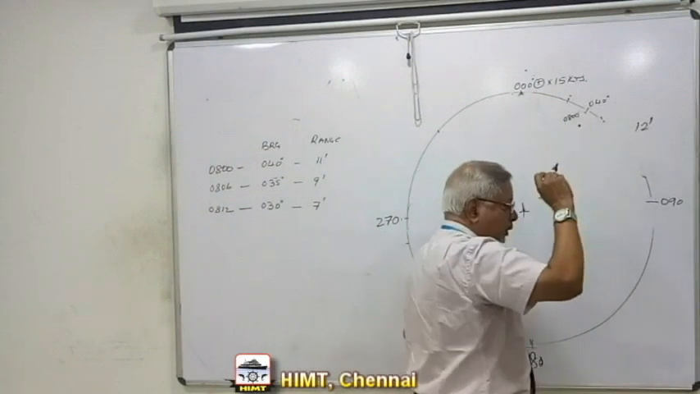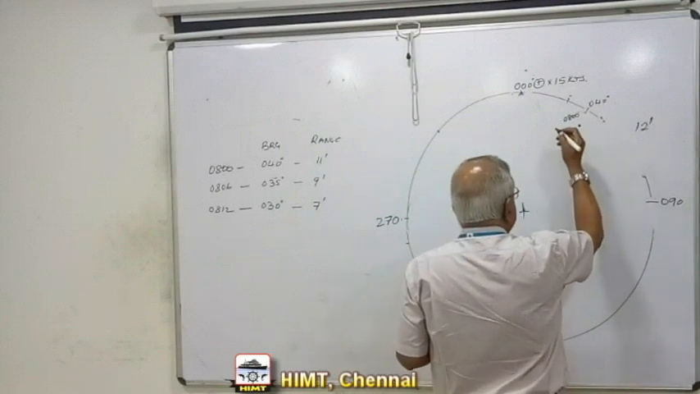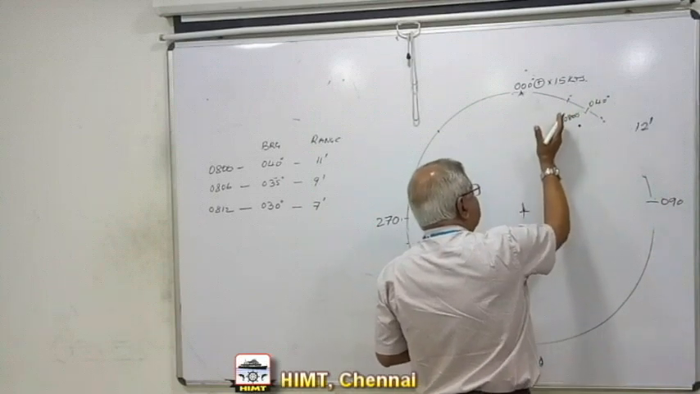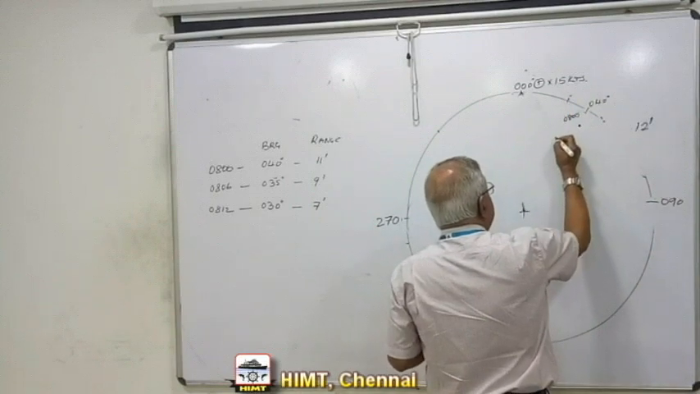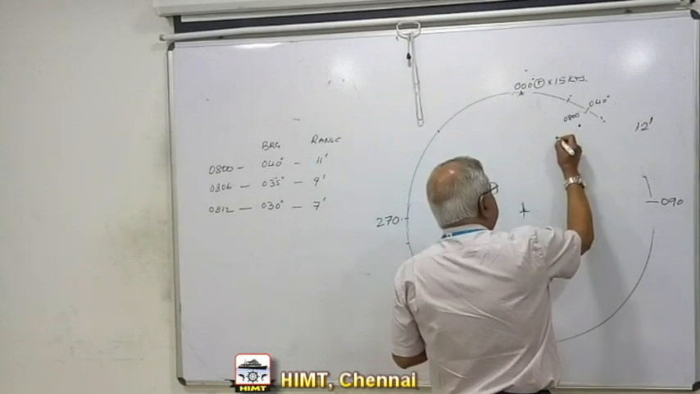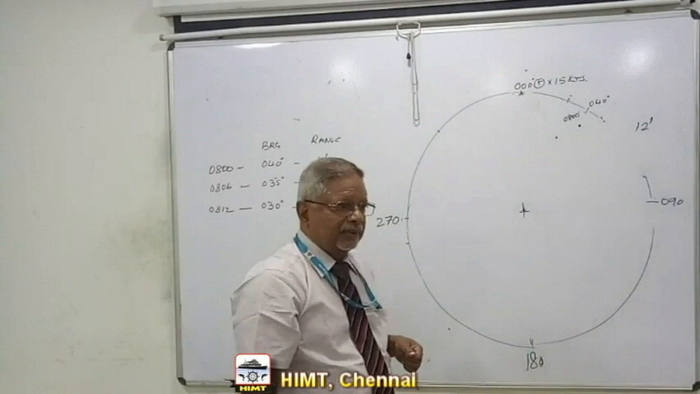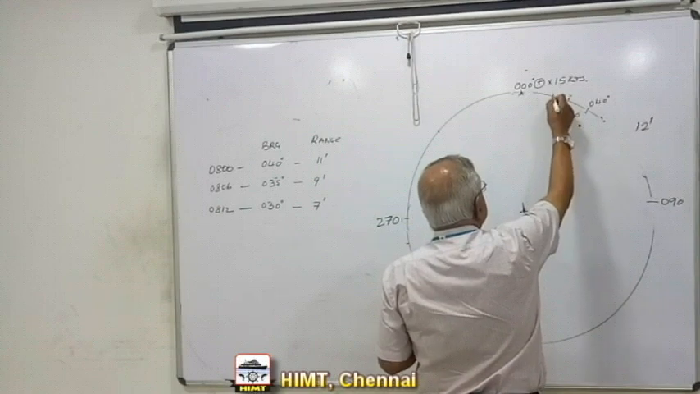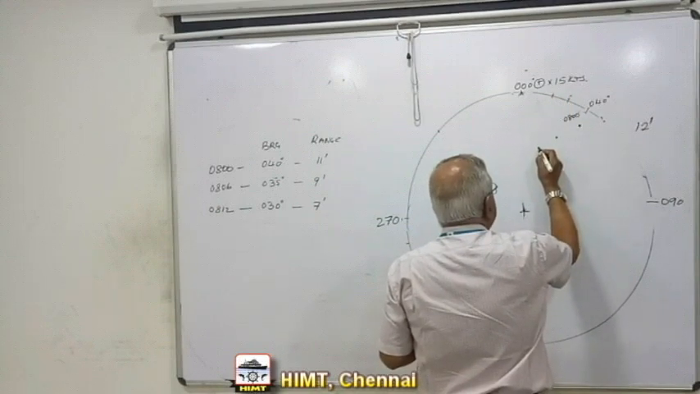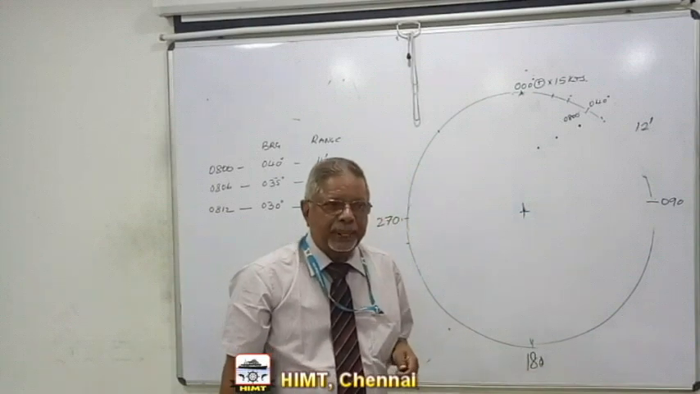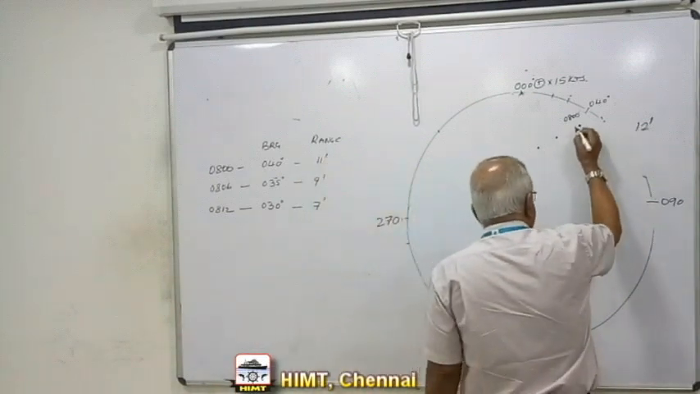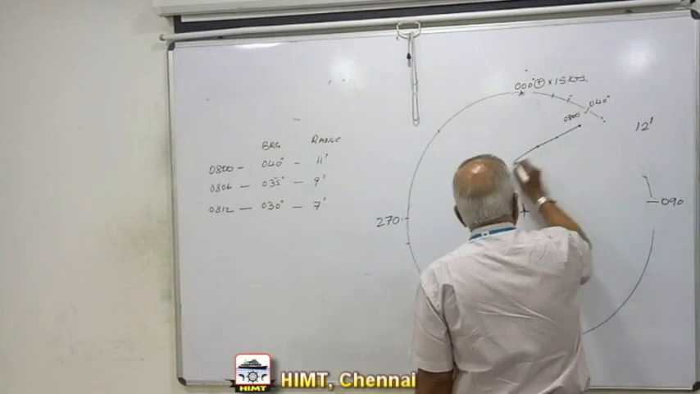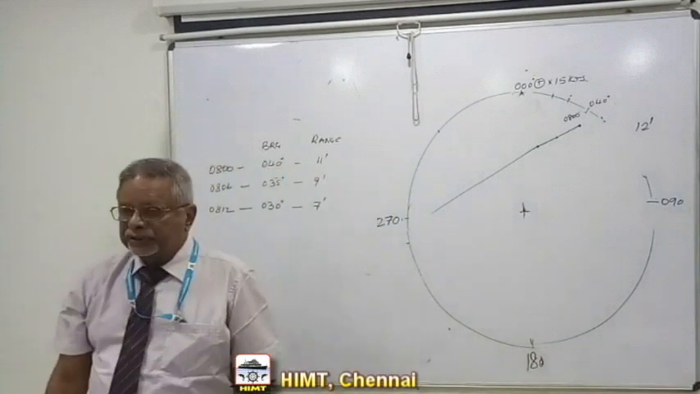I've plotted my first position at 0800 hours. Thereafter, it is 035. So use your paddle rulers again, 035, range from that scale and mark 9 miles. And the last position, let's say 030 into 7 miles. So you've got 3 positions. Now join all of these 3 together and extend it.